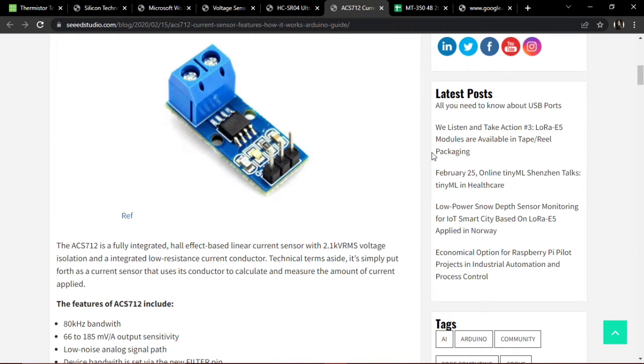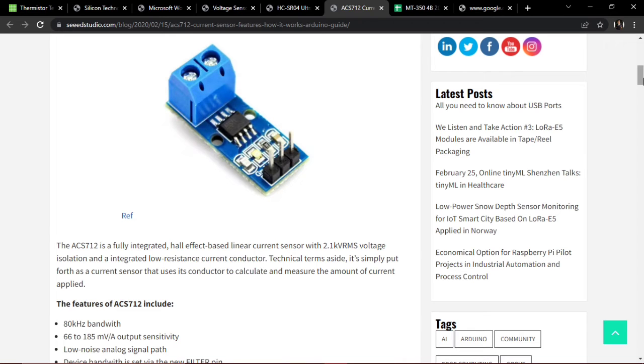The third sensor that I used is the ACS712 AC/DC current sensor. It is a fully integrated Hall-effect based linear current sensor with 2.1 kV RMS voltage isolation and an integrated low resistance current conductor. Technical terms aside, it's simply put forth as a current sensor that uses its conductor to calculate and measure the amount of current applied.